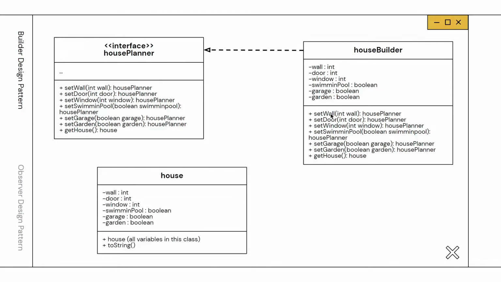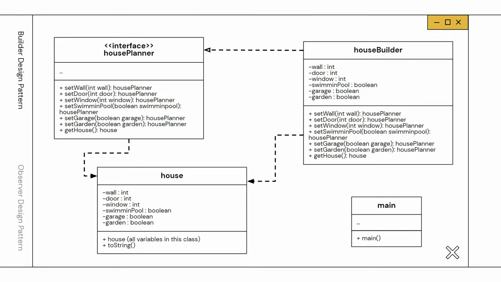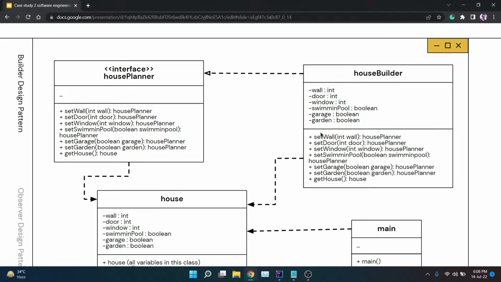And here is our house class. This house class will refer its constructor to this house builder class. So this house builder class is dependent on the house class. And finally, the main method will call the house class and create an object. So let's go to the code.